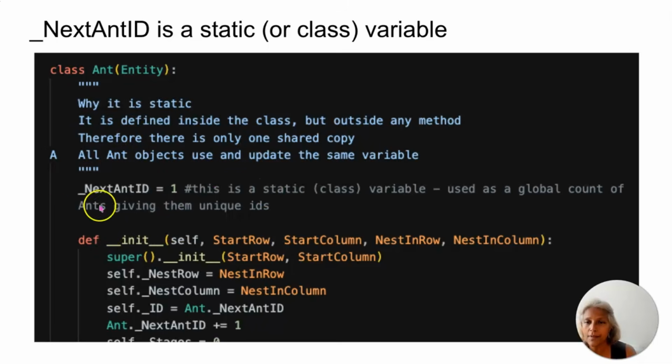This is from Python. The next ant ID is within the ant class, but it's used in this case as a global count of ants, and it allows us to give them unique IDs. Okay, it's not tied to any one particular instance. It's tied to the whole class itself. So you might be asked to identify a static or a class variable in the code.